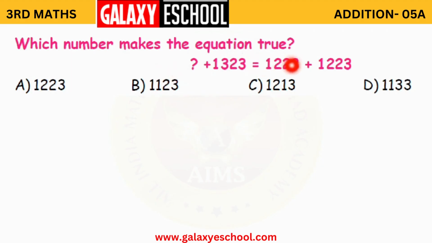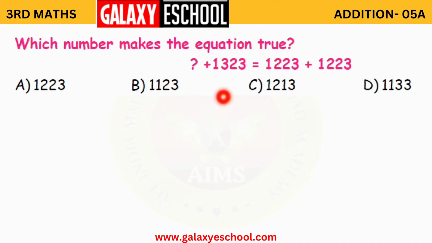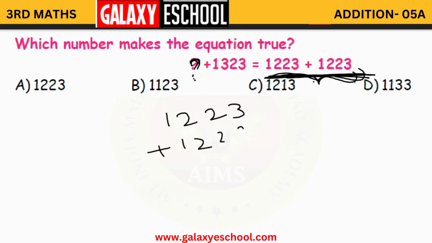Which number makes the equation true? See, dash plus 1323 is equal to 1223 plus 1223. Again, here we have two numbers. We do not know this number here. We have two numbers which are added on this side. So first let us find out the value of 1223 plus 1223.